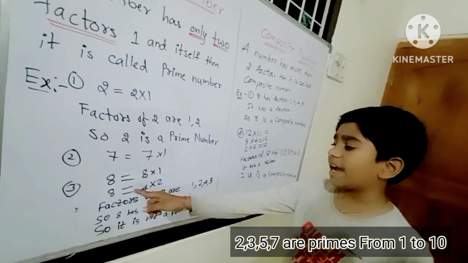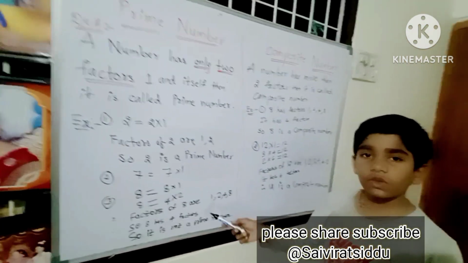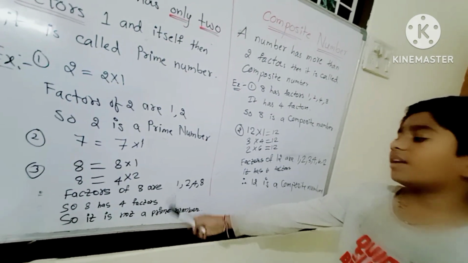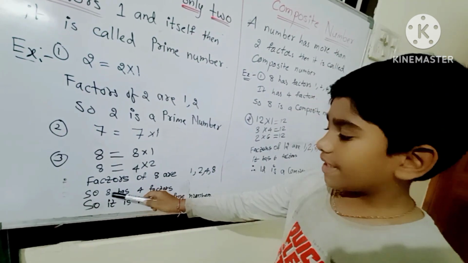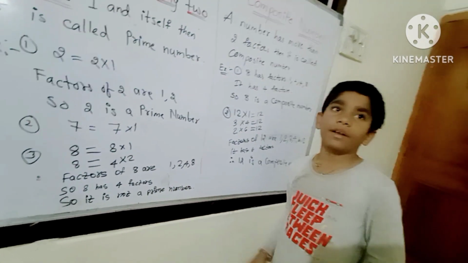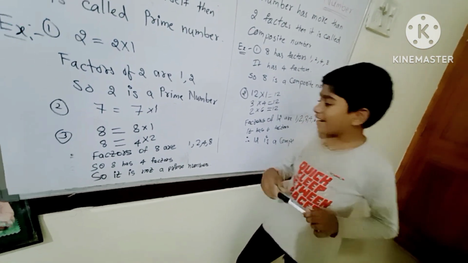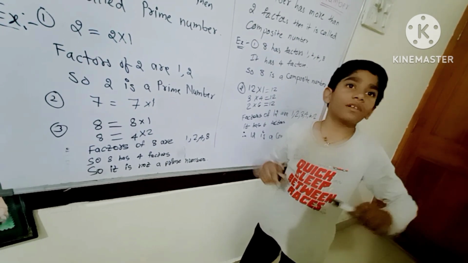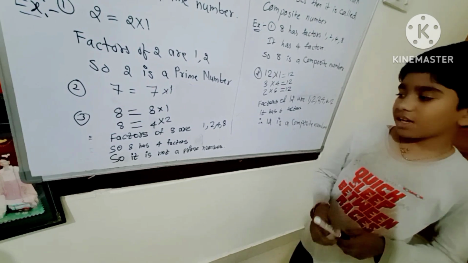We will take another example. 8. In which table will 8 come? 8 ones are 8. 4 twos are also 8. Factors of 8 are 1, 2, 4, 8. So 8 has 4 factors, so it is not a prime number. Why is 8 not a prime number? It has more than 2 factors.